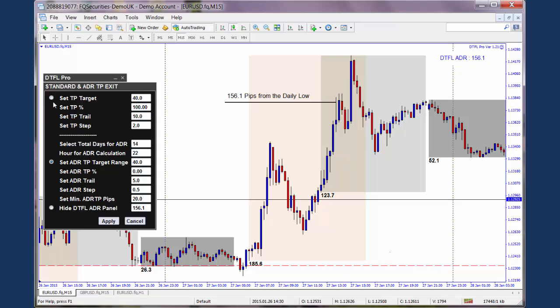So if you wish to select that, you just click this on, and that means you'll be selecting the standard take profit. The first thing is to set the take profit target, which is a simple pip amount that when your trade reaches that pips of profit, then the EA will take certain action.